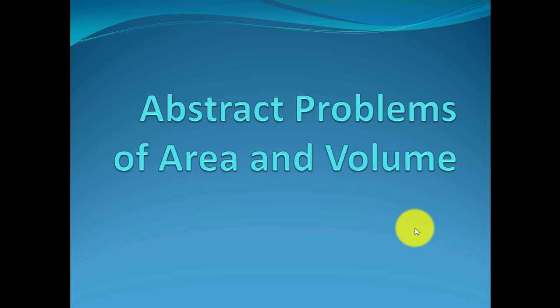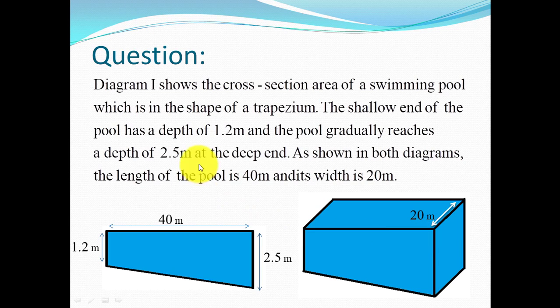Abstract problems of area and volume. The first problem is that the diagram might show the cross-section area of a swimming pool, which is in the shape of a trapezium. You can see this is the shape of a trapezium. The shallow end of the pool has a depth of 1.2 meters and the pool gradually reaches a depth of 2.5 meters.